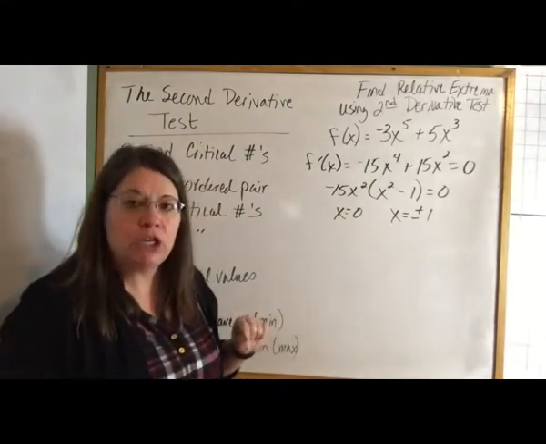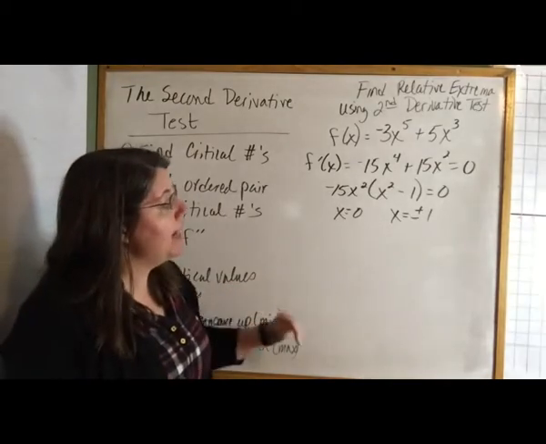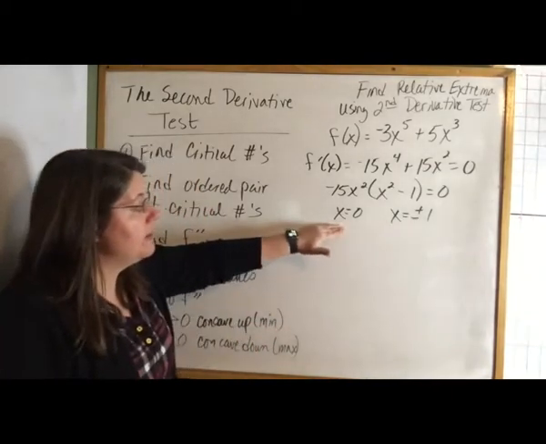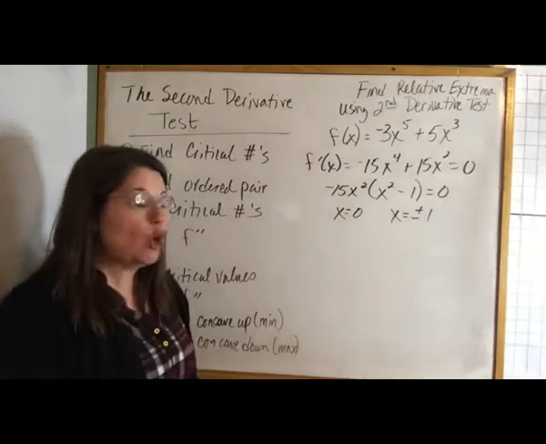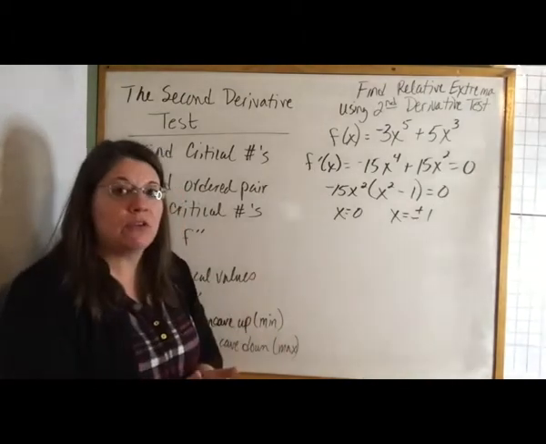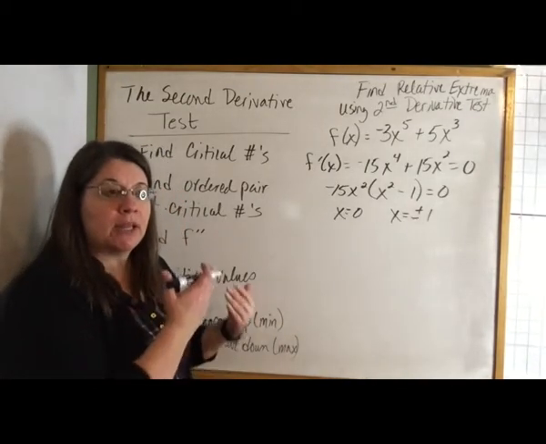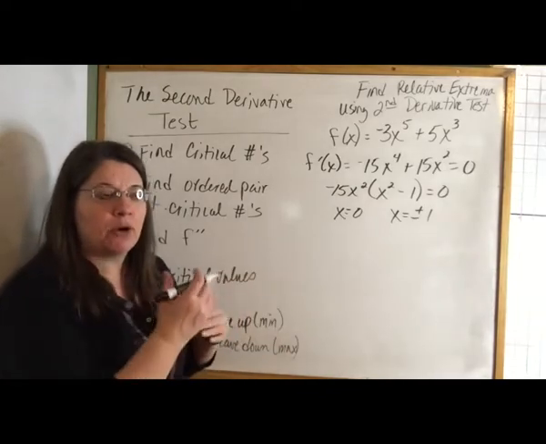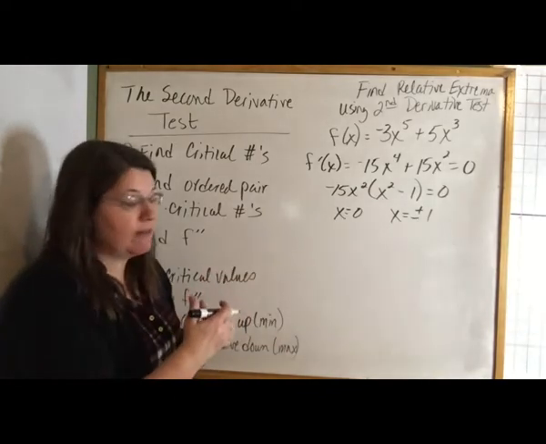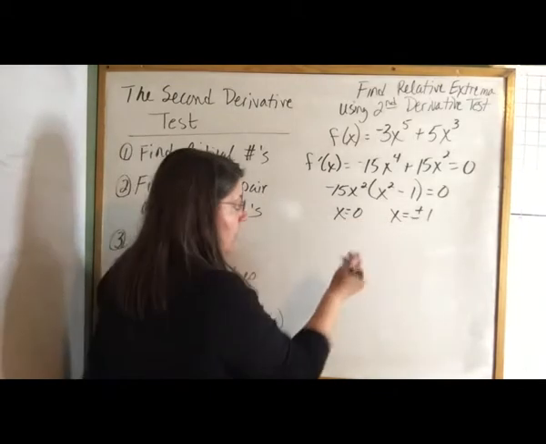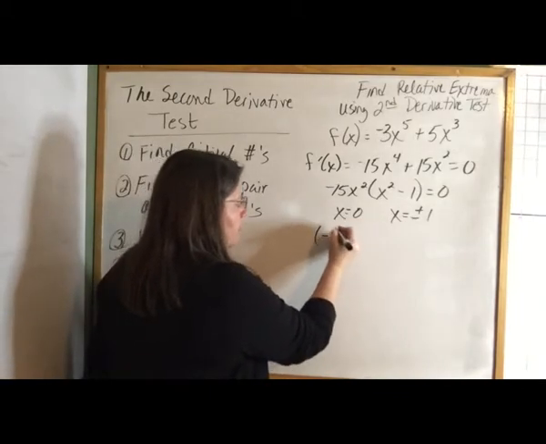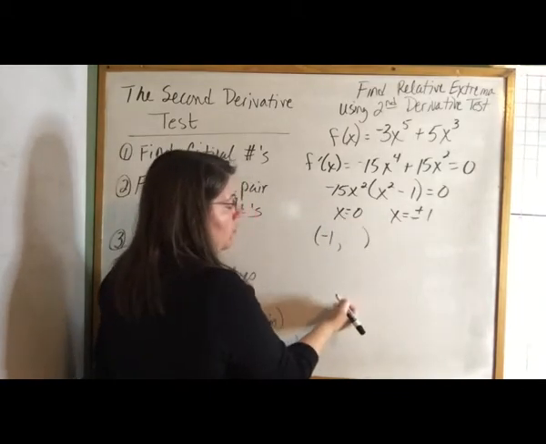The next thing I'm going to do is find the ordered pairs associated with these x values. So I'm going to set up a chart, and I'm going to put these ordered pairs in order from left to right, the way they would show up on the coordinate system. So my lowest x value here is negative 1. So that's going to be the first ordered pair.